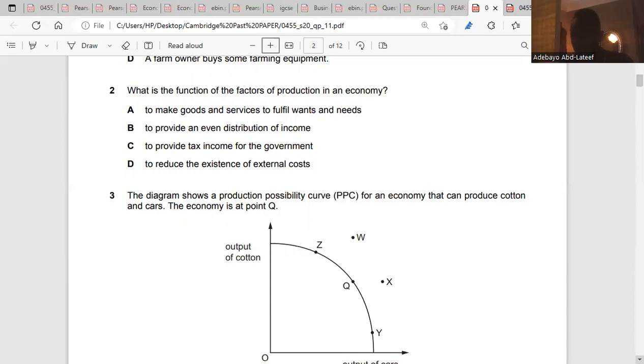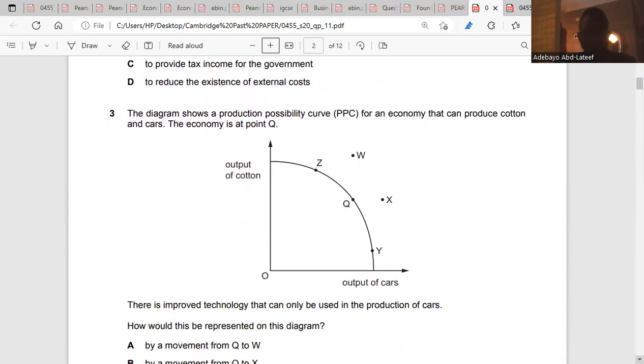Question 3. The diagram shows a production possibility curve, PPC, for an economy that can produce cotton and cars. The economy is at point Q. When we talk about PPC, PPC means the maximum of goods and services that can be produced in a given economy. That means comparing two things that you can produce within an economy if all your resources are fully utilized. That is what a PPC is about. So here we have the production of cotton and the production of cars.